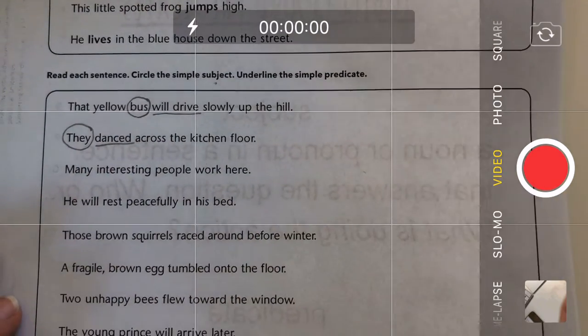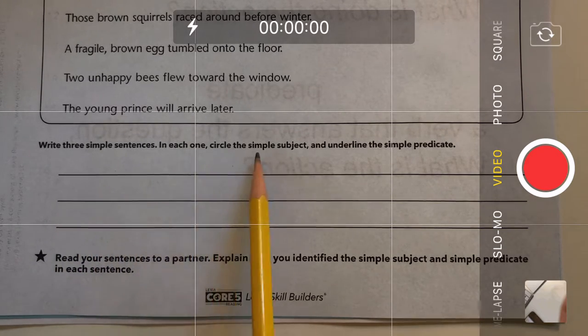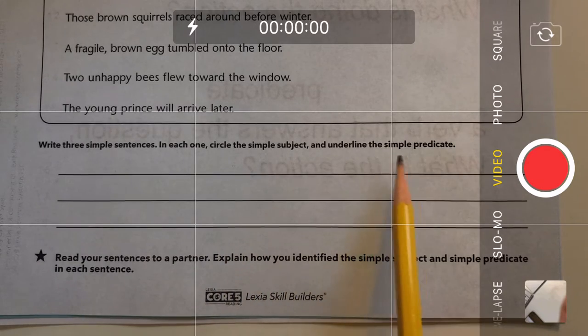And then at the very bottom, the directions say, write 3 simple sentences. Honestly, for this, the shorter the sentence, the better. We'll talk about more complicated sentences later. In each one, circle the simple subject and underline the simple predicate.